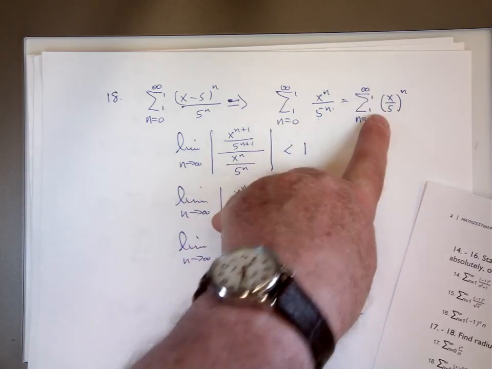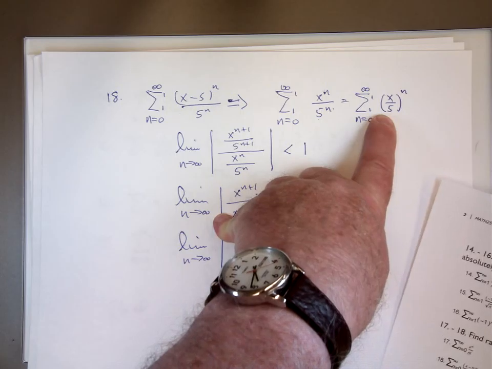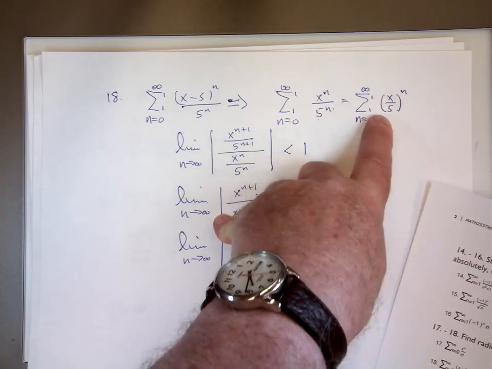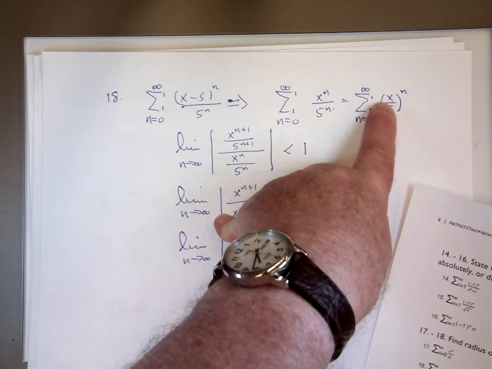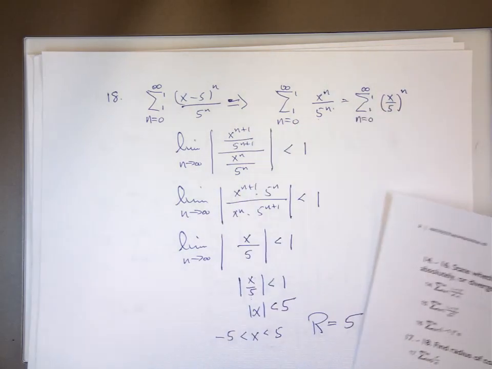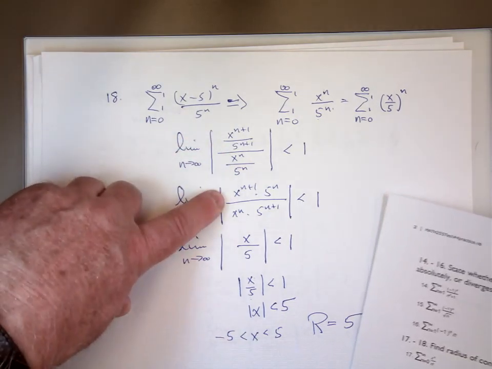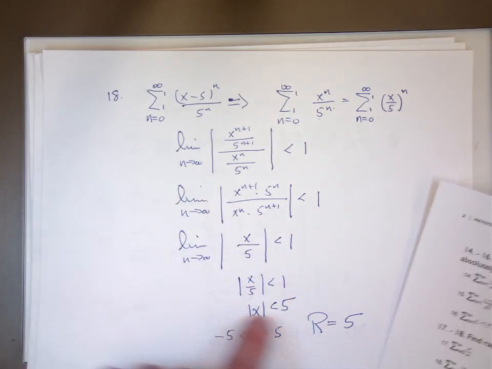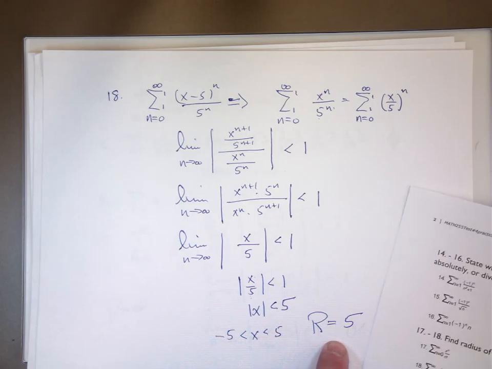Okay? Well, it's geometric. x over 5 to the n is geometric. In order for this to converge, x has to be between -5 and 5, making the ratio have an absolute value less than 1. Therefore, the radius of convergence is 5. That's one way to do it. Generally, though, you want to use a ratio test, and if you use the ratio test, you will see that, yes, indeed, x has to have an absolute value less than 5, so the radius of convergence is 5.